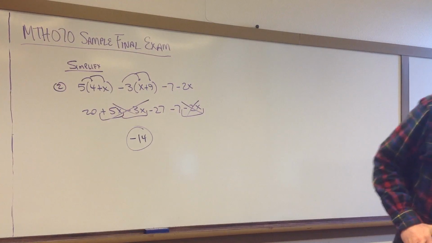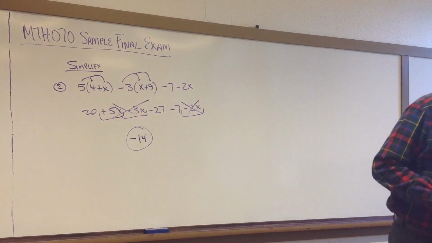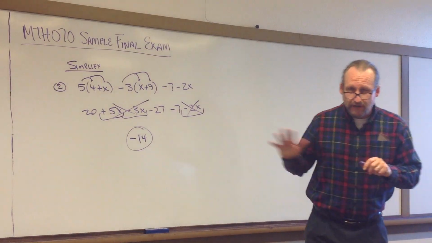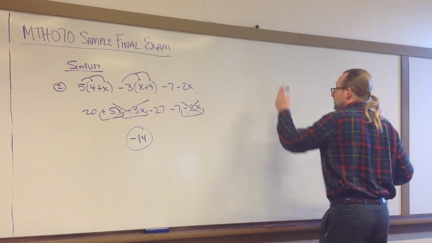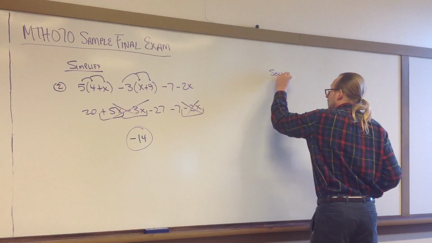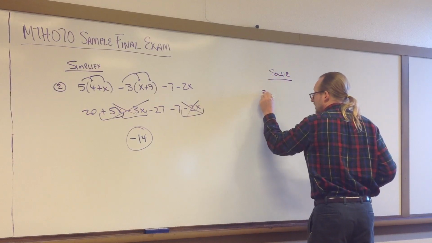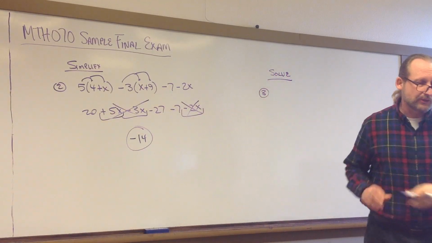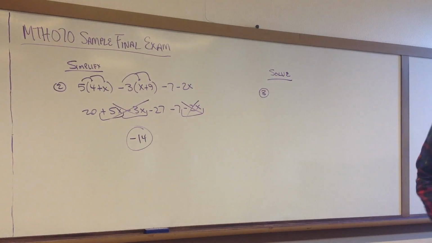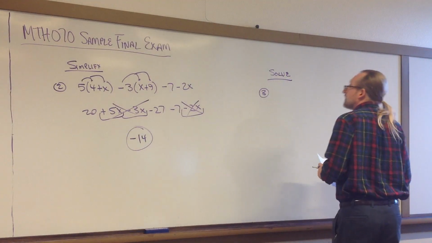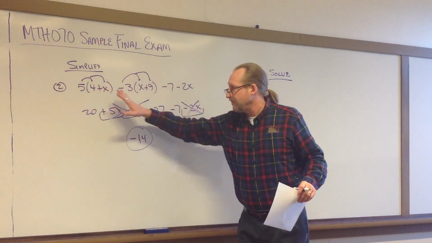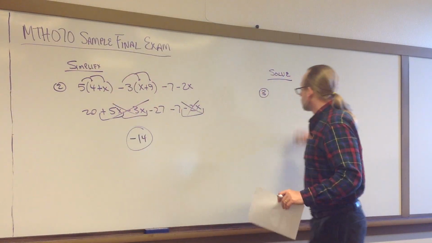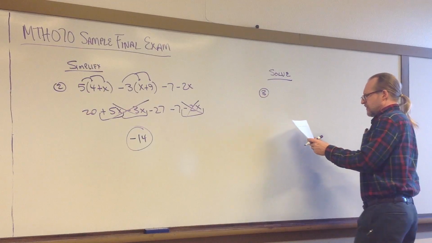Now, starting with problem 3, 3, 4, 5, and 6, the instructions say solve. You'll notice that these all have equal signs. They're all equations, 3, 4, 5, and 6. And so we want to solve these. There's a difference between something that we just want to simplify, which has no equal signs, versus something that we want to solve, which is an equation.